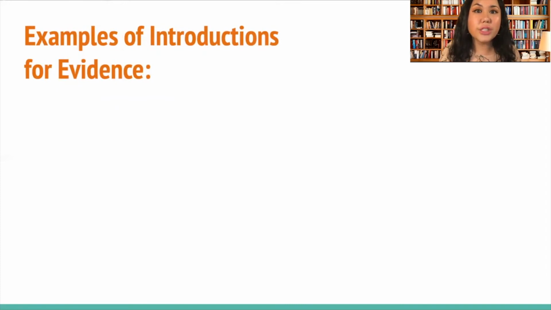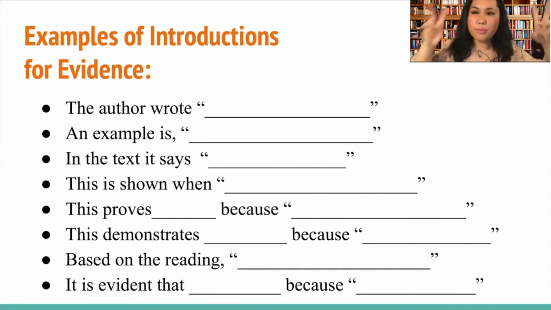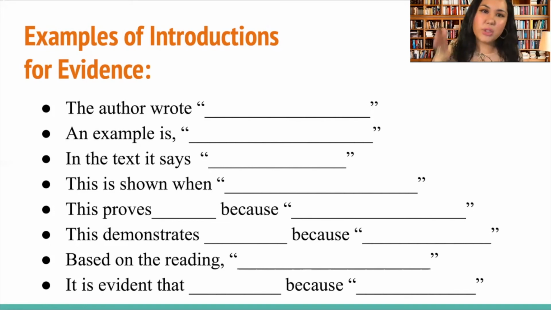Examples of introductions for your evidence. So I am giving you this little bonus of how you can start your quotes, your text evidence. And let's see, here you go. The author wrote, then quote it. An example is, that's really basic, quote it. I'm going to go to the bottom. This demonstrates, I don't know, fragility. This demonstrates pridefulness. This demonstrates a delusional mindset because, boom, quote it. Based on the reading, quote, it is evident that he is delusional. It is evident that he is prideful and only thinks about his own gain because, boom, quote it, okay? That will be your evidence or your support for why you're saying whatever you're saying, okay?